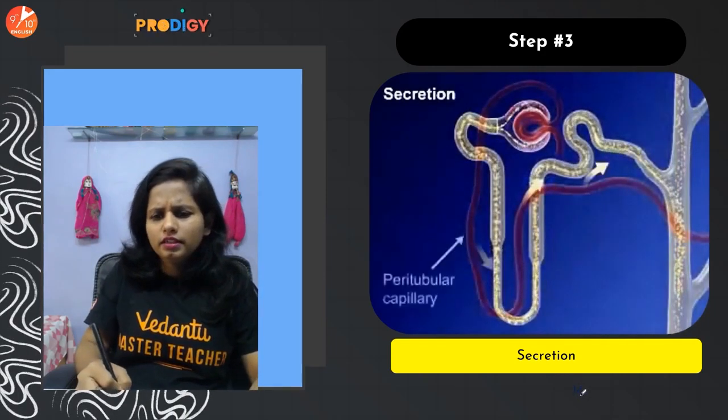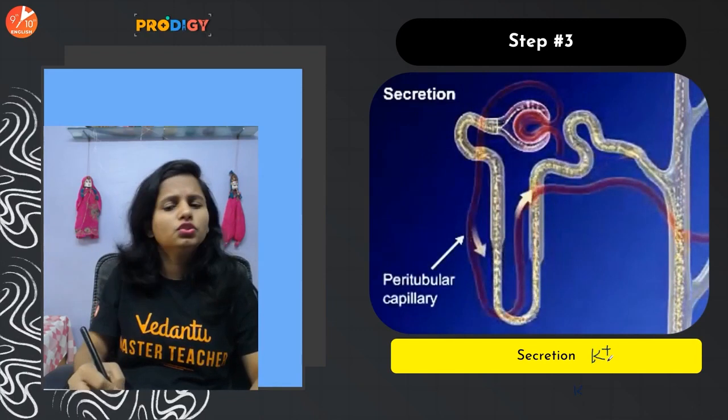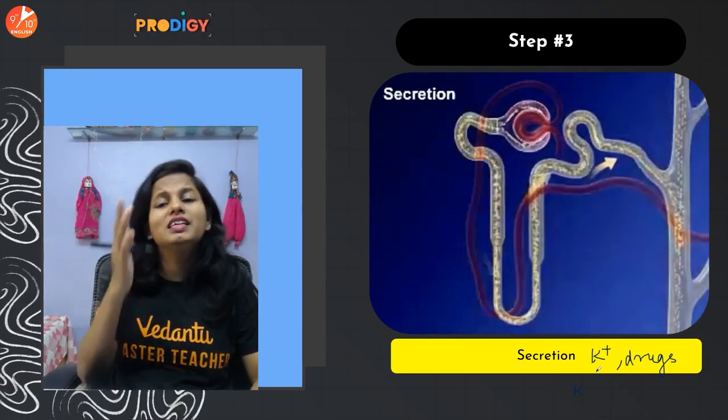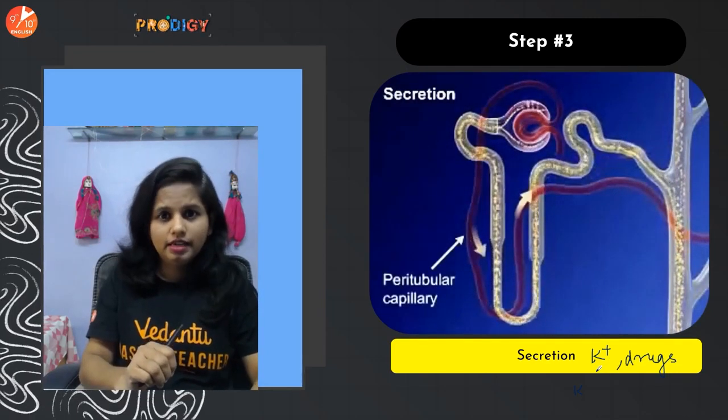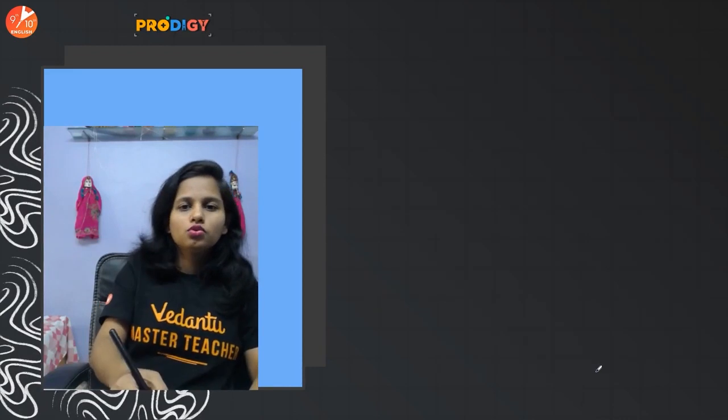So basically, I need to change the color. K plus ions, okay, harmful drugs, okay, they get secreted into this DCT. And that's what we call it as secretion. Okay. So if we talk about, let me use another color.